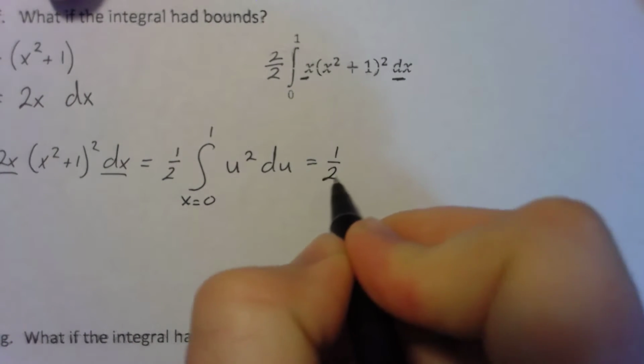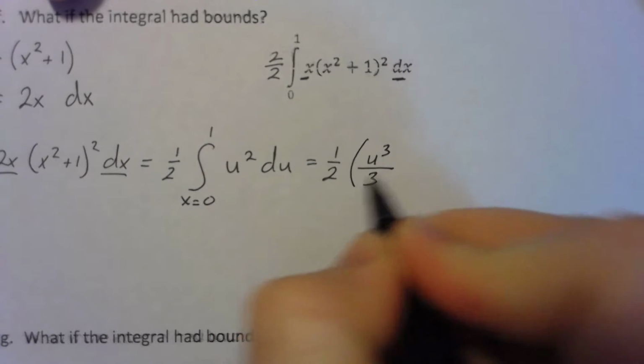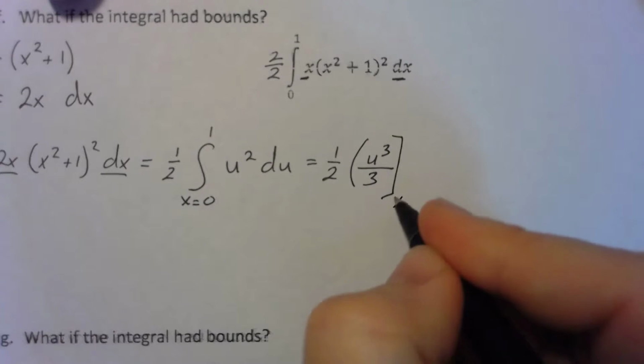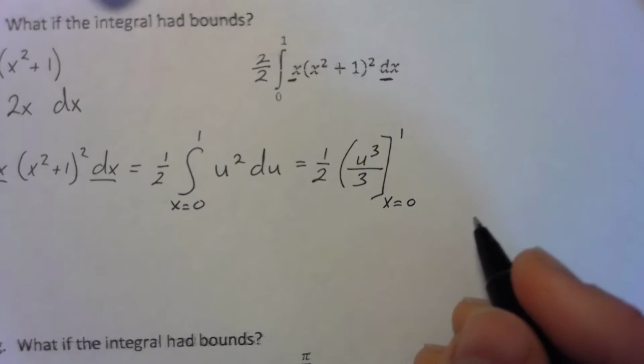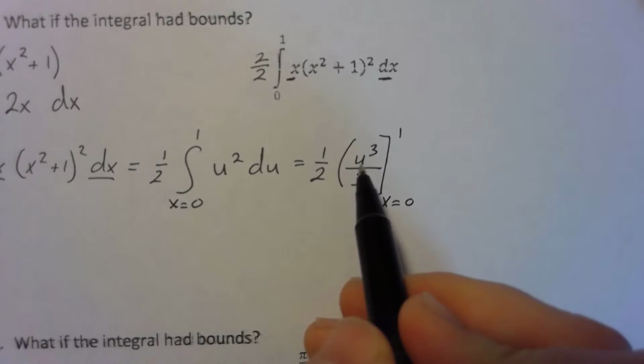I'm going to go 1/2, the integral of u squared is u to the power of 3 divided by 3. This thing is going to be evaluated from x equals 0 to 1. And again, because it's evaluated from x, it means that we can't plug those values into this evaluated integral just yet.